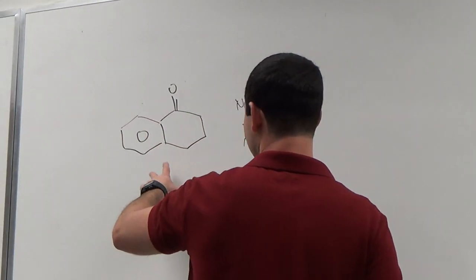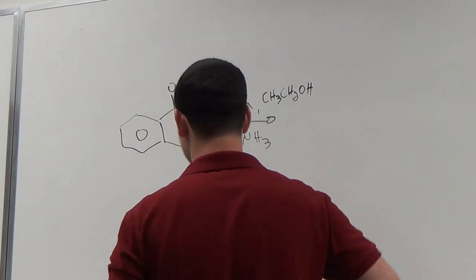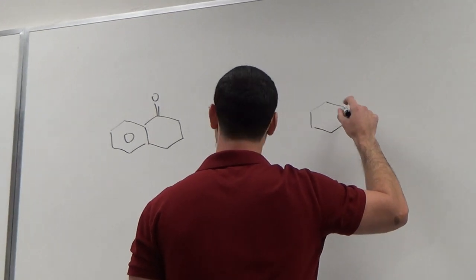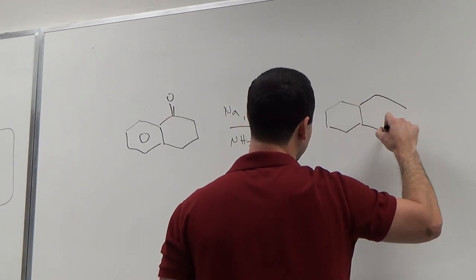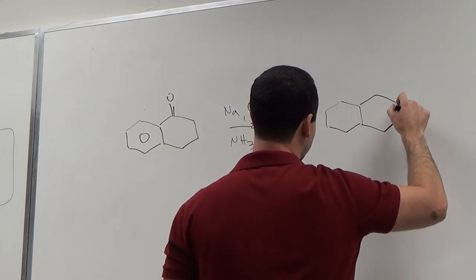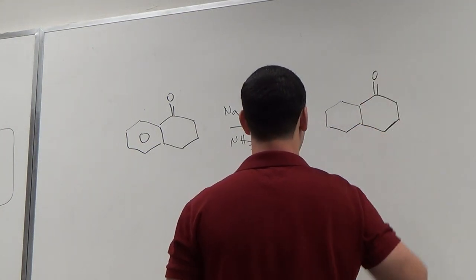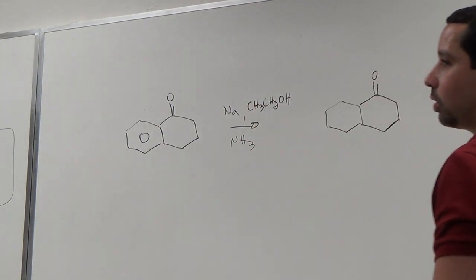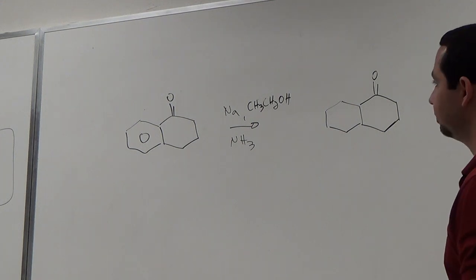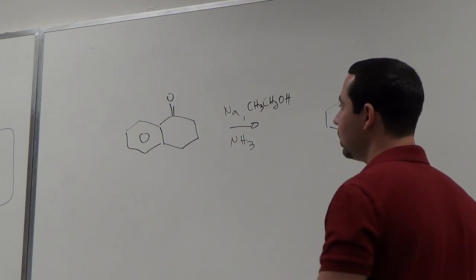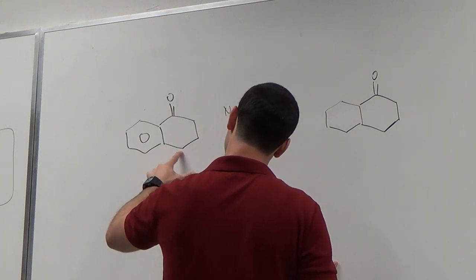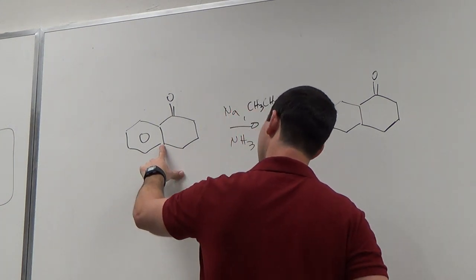So, this is Birch reduction, yes? I don't know what I'm going to do, but I have to tell you, the benzene ring is going to be gone. Question now is, where does the double bond go? And we have here, this is electron what on this carbon?